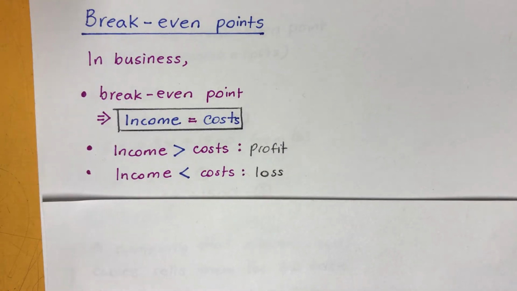Okay, third part is break even points. In business, this term is when the income is equal to costs. So when income is higher than costs, you will make profit, and if income is less than costs, you will be losing money. Okay, so that's a basic idea. So let's have a look at the example.